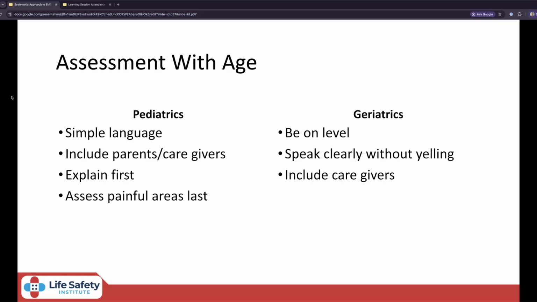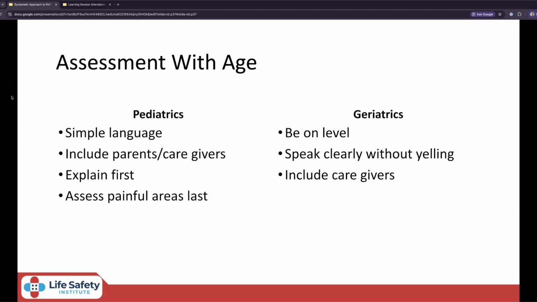Our pediatric patients, as you're doing stuff, explain first. So if you're going to put a blood pressure cuff on, check their blood pressure. Tell them, hey, I'm going to put this cuff on your arm. It's just going to squeeze a little. It won't hurt. Let them know what's happening, right?